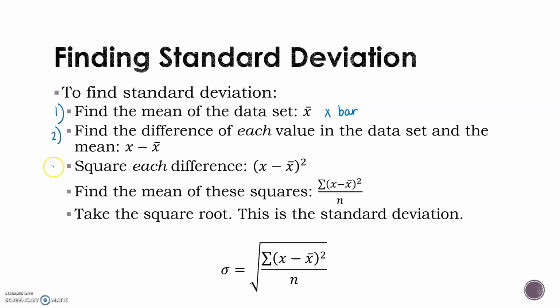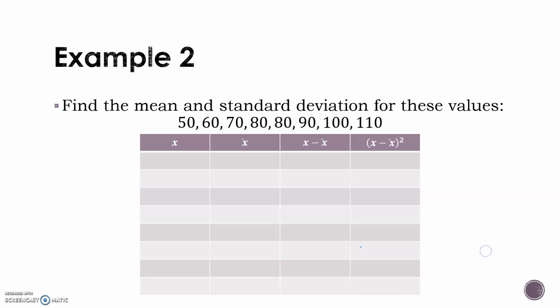Then we're going to square each of those values, and then we're going to find the mean of the squares. So this is the technical formula for it, and don't be freaked out when you see that. I think that once we actually do this, you're going to be like, oh, this actually isn't that bad, hopefully. And then take the square root, and that's how you find the standard deviation. So let's try this together. Find the mean and standard deviation for these values.